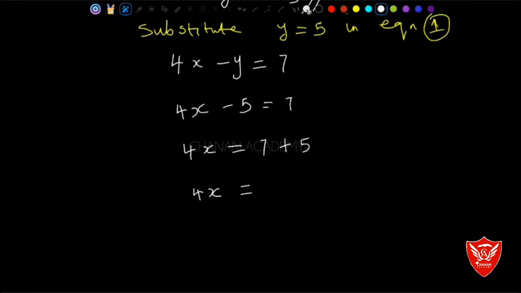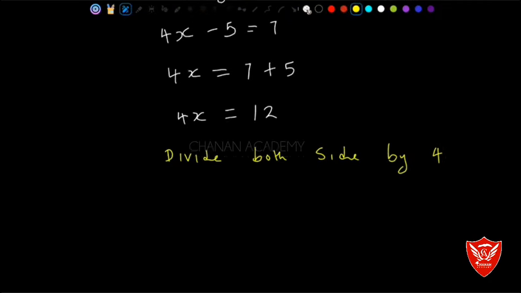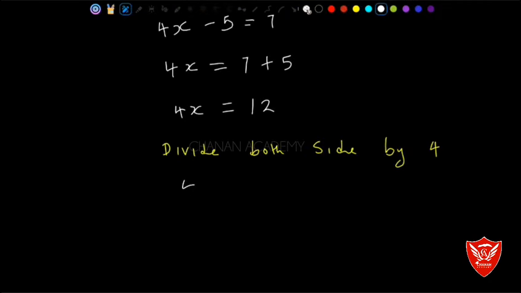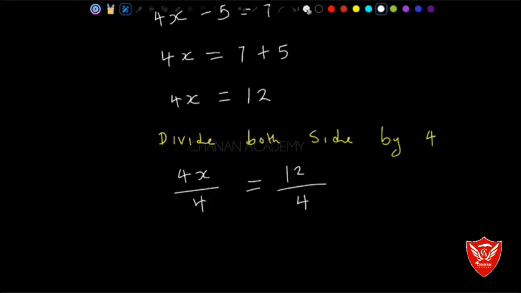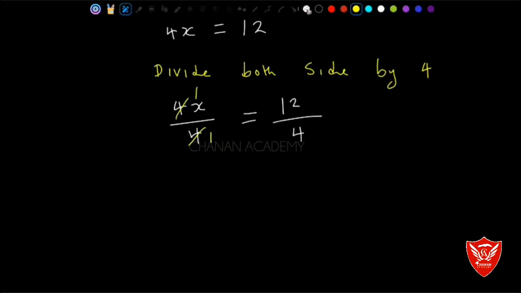4x is equal to 12. Now we're going to divide both sides by 4. So when we divide both sides by 4, we're going to have 4x over 4 equal to 12 over 4. 4 into 4 is 1, and 4 into 12 is 3. x is equal to 3.